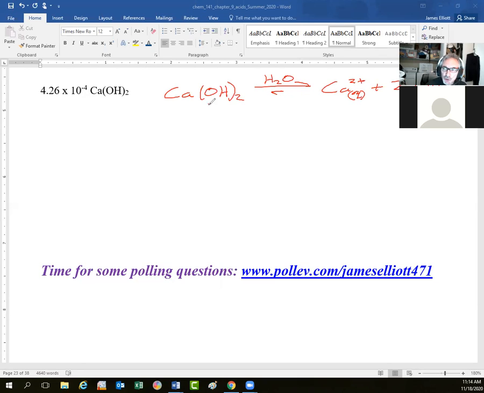So for every molecule of this base, it's producing 2 units of hydroxide ions. You can see it there in the formula. So this concentration for the base has to be doubled before it can give us the concentration of hydroxide ions specifically. That would be 8.52 times 10 to the negative 4. That's the concentration we take the negative log of.